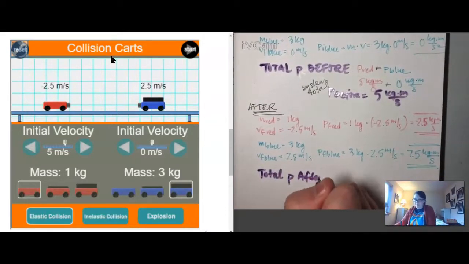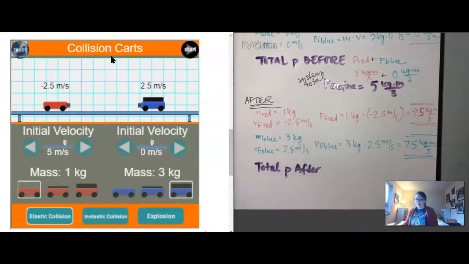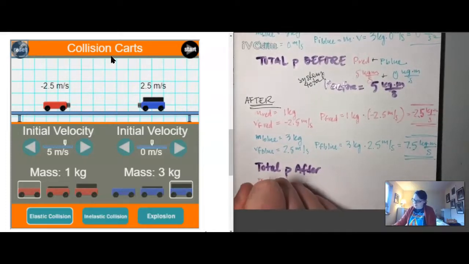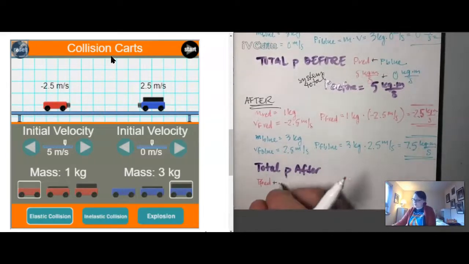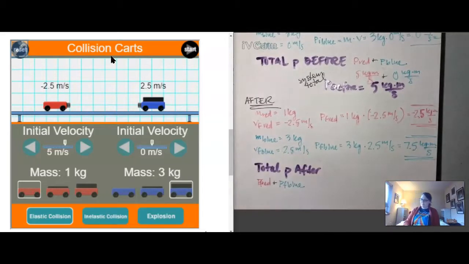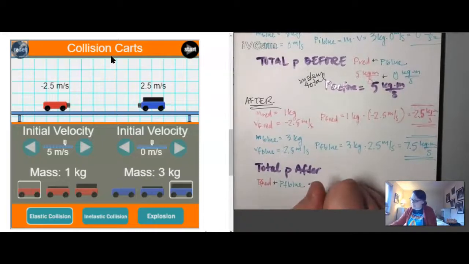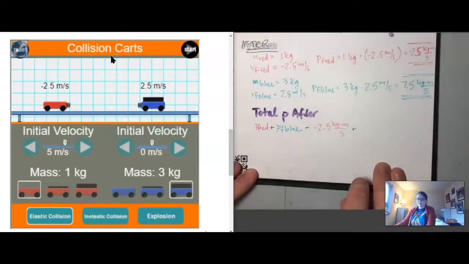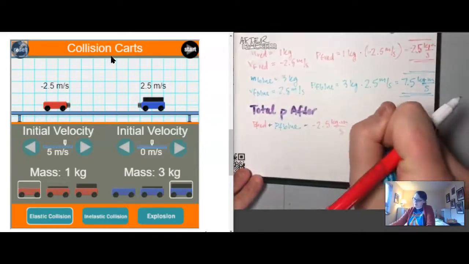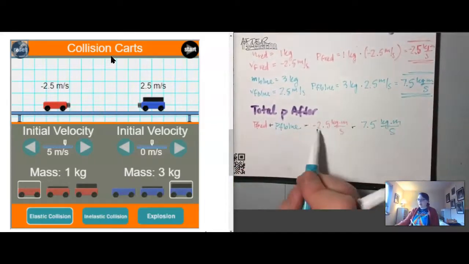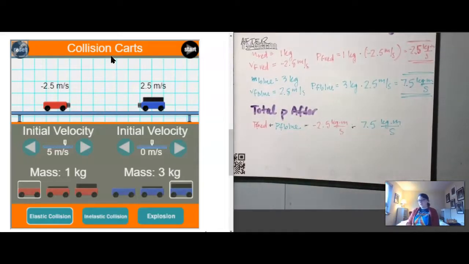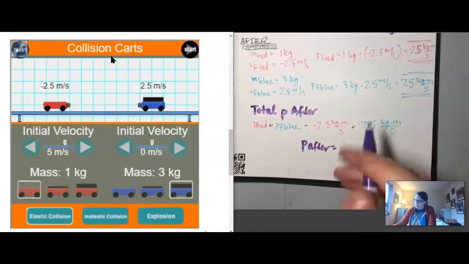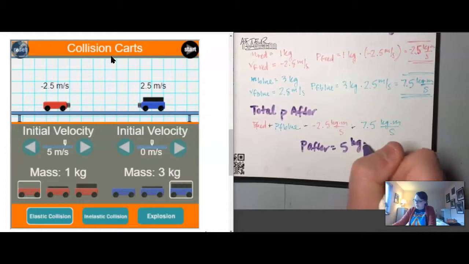We're going to do that same thing right now for the total after the collision. Total momentum after. We're going to add the momentum final of the red car plus the momentum final of the blue car. We get negative 2.5 kilogram meters per second plus positive 7.5 kilogram meters per second. I'm just adding them together. One of these is negative though, so when I add them together, you can use your calculator or your mental math, and you get that the total momentum after the collision is positive 5 kilogram meters per second.